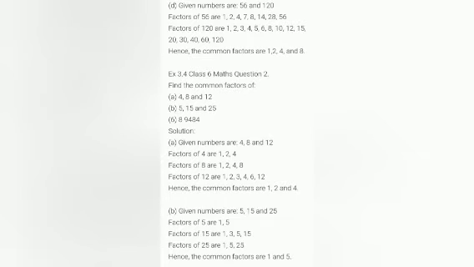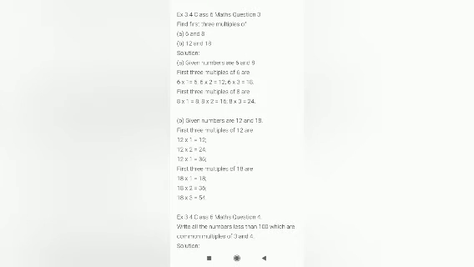15 के factors क्या हैं? 1, 3, 5 and 15. And 25 के 1, 5, 25. So common factors are 1 and 5. See the next question, where we have to find the first 3 multiples of.